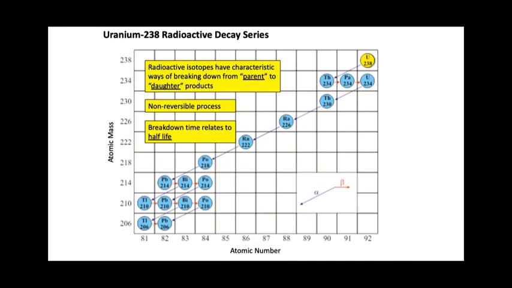All of that chain of different elements, that one atom can spontaneously go from the parent up in the upper right all the way down to lead 206. 82 is its atomic number. You can see down here at the very bottom. And so that's the radioactive decay for uranium-238.